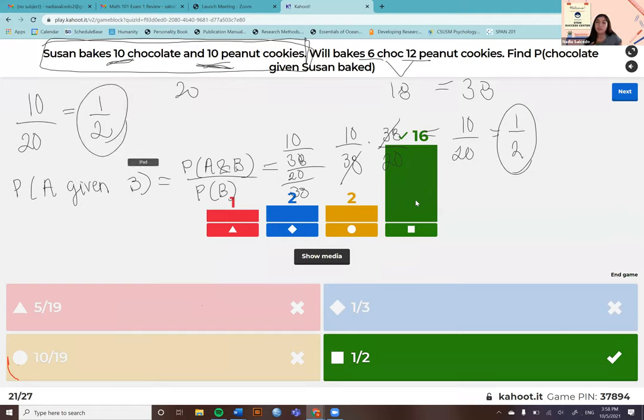So yeah, you can think about it in two different ways, using the formula or just thinking about it logically. Anytime it says given, it's going to be a very specific thing that it's asking for. So given Susan baked it, now you're only looking at Susan's cookies. And now it's saying, okay, out of Susan's cookies, what's the probability that it's chocolate, which would be the 10 out of the 20.